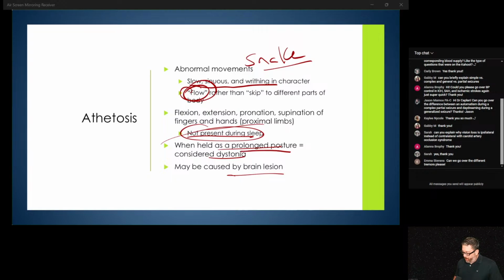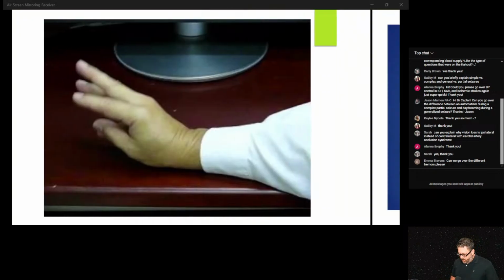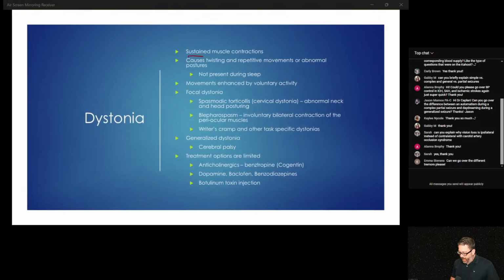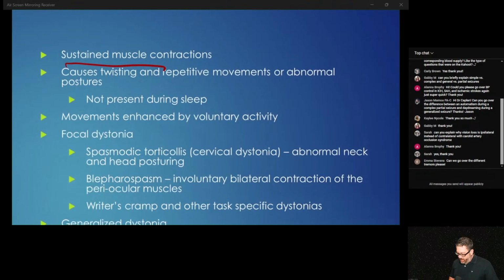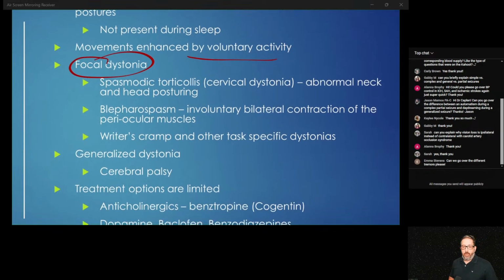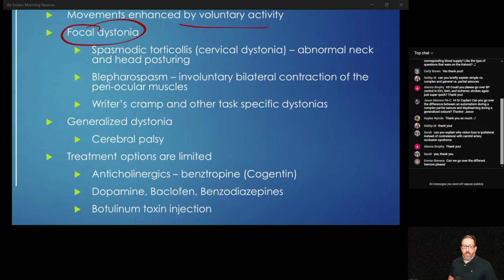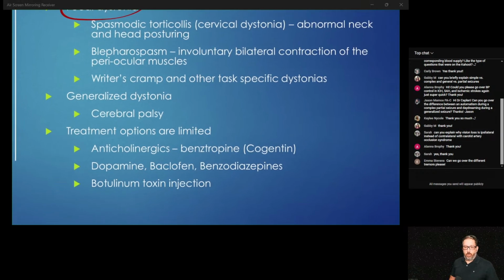If they have a prolonged posture, dystonia. So in that question we had over the Kahoot, the patient had acute torticollis due to this acute dystonia. So that's the difference when they're contracted and then they stay contracted. Dystonia is just a sustained muscle contraction, not present during sleep, enhanced with voluntary activity. They can have a focal dystonia, so they'll have issues with the head and neck posturing, which is the example I gave in the class. Generalized dystonia can be caused by cerebral palsy. Treatments, your anticholinergics, benztropine, Cogentin, and then obviously your botulinum is there too.